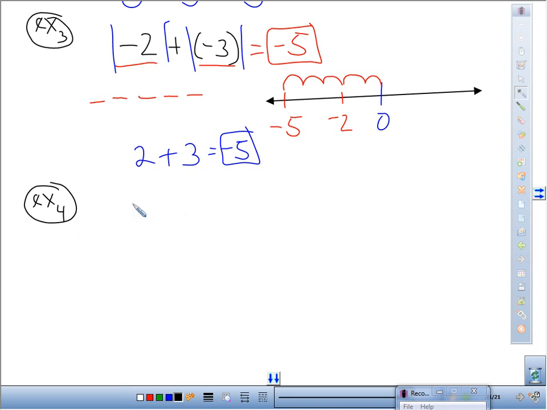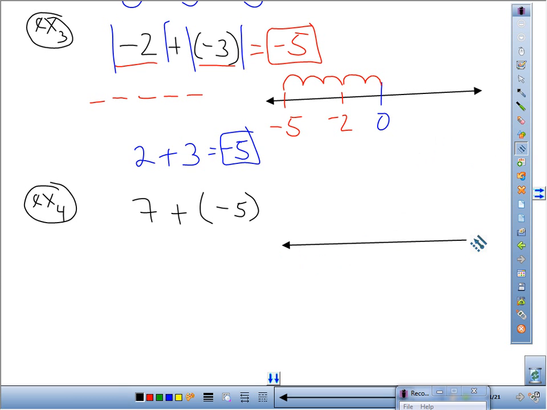7 plus negative, give me a number? 5. Okay. So once again, start with your number line.